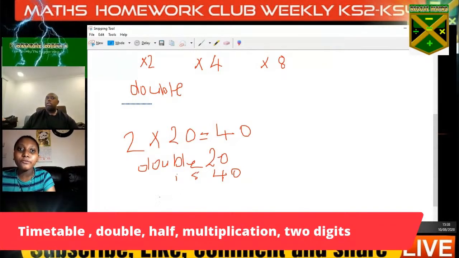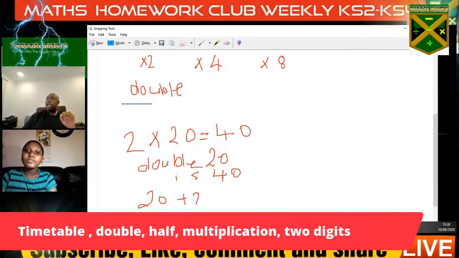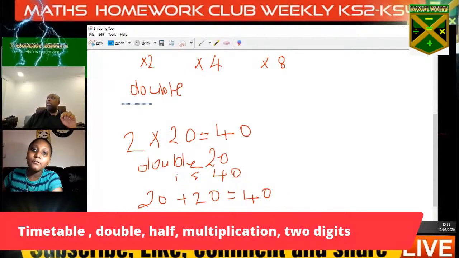Can we write this in another way? 2 times 20, double 20. Remember, 20 plus 20 equals 40. So it's adding it by itself, that's what it means.